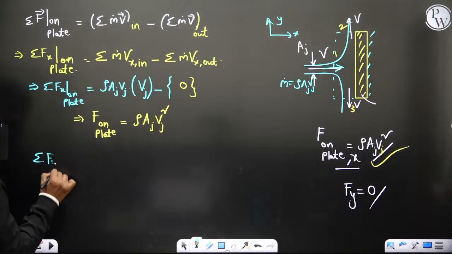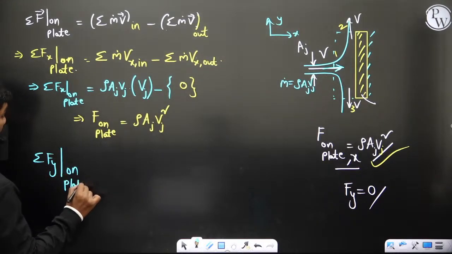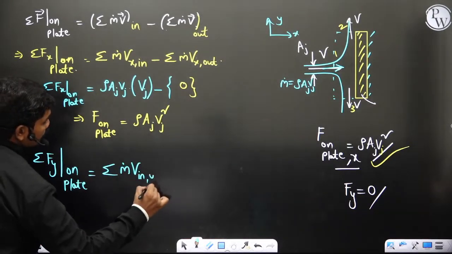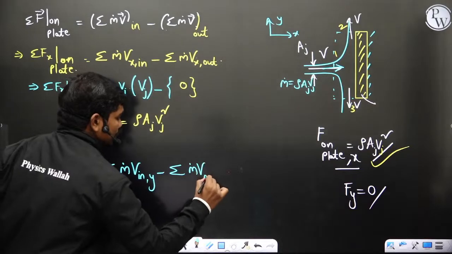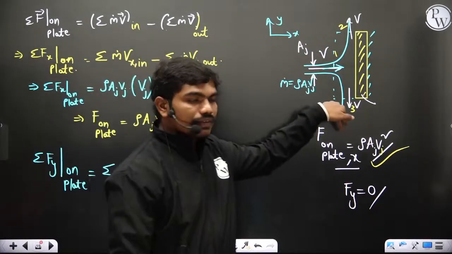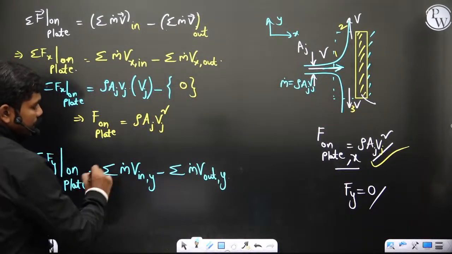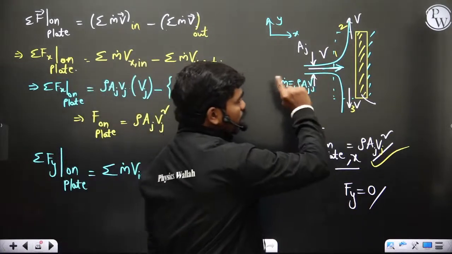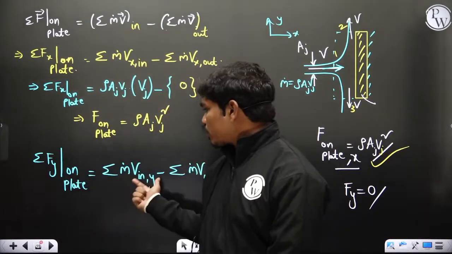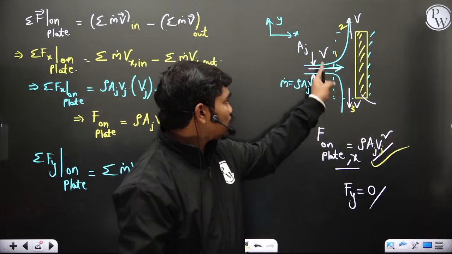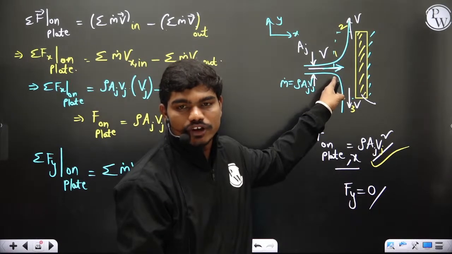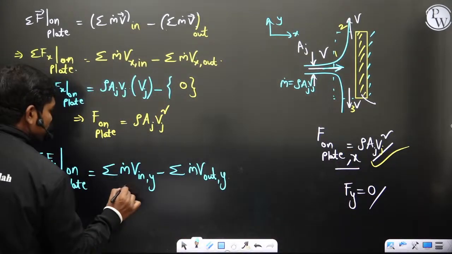Sigma fy on plate is equal to this term. If you write again, sigma m dot v in the y direction minus sigma m dot v out in the y direction. Okay, so this is what you have. Now out of these 3 points where it's crossing, first of all let us take the inlet points. In this term you can see there is inlet only at one point. At this inlet point, what is the y component of velocity? Because you want y component of velocity at the inlet locations, so there is only one surface which is going out. So what is the y component of velocity here? 0, right? Y component of velocity is 0 at this inlet, so definitely this term will not survive.